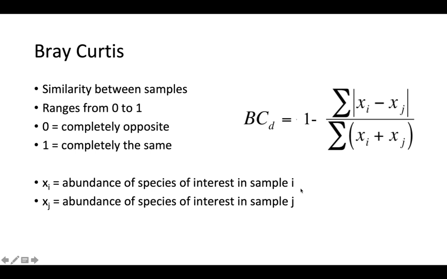So how are we doing this calculation? It looks a little intimidating, perhaps, this mathematical equation, but let's break it down piece by piece. On top, we have xi and xj. These are just the abundance of a species within sample i and sample j, two different samples. First you find the difference between those samples, and then you add those two samples together. We'll go through an actual example with numbers. But you sum up all the differences, and you sum up all the totals, and then you turn that into a fraction. And then you do 1 minus to get the similarity.